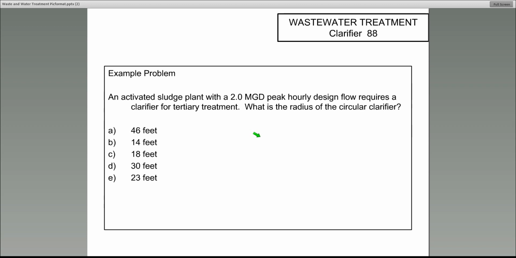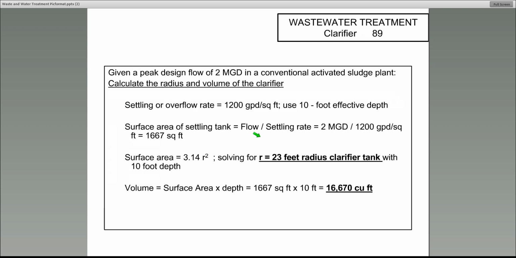So in order to solve this problem, you have a settling or overflow rate of 1,200 gallons per day per square foot. We're going to use a 10-foot depth. And the formula is the flow divided by the settling rate. That's 2 MGD divided by 1,200, or 1,667 square feet. Surface area is the area of a circle, and you get a radius of 23 feet, and we're using a 10-foot depth. And we're assuming that this is a cylinder rather than a cone, because a lot of them are cylindrical for the effective depth, and then they have the cone below that. But they would have to tell you that on the test.